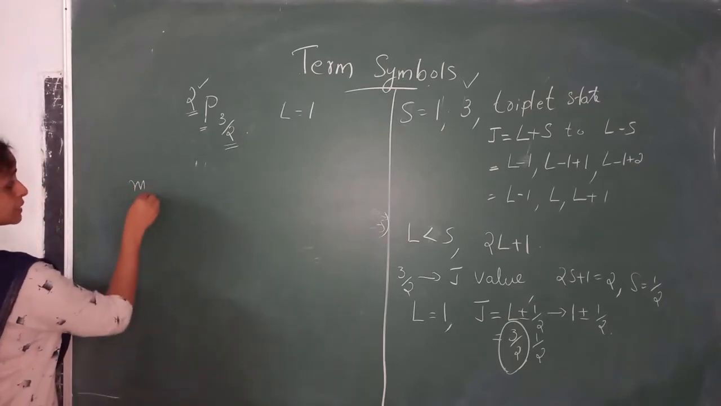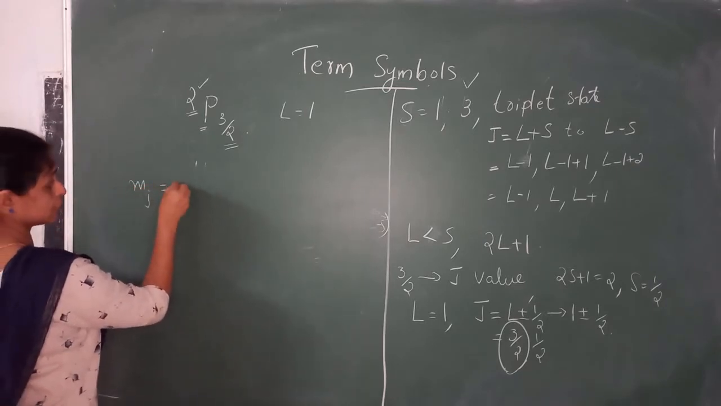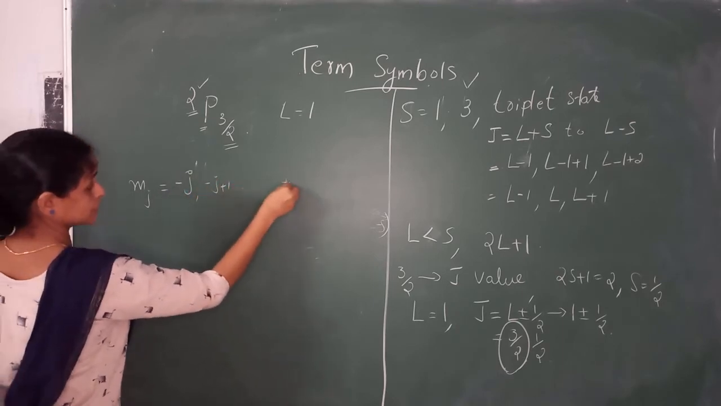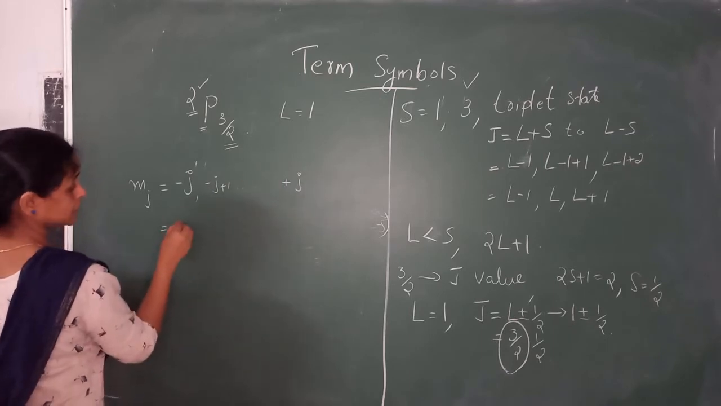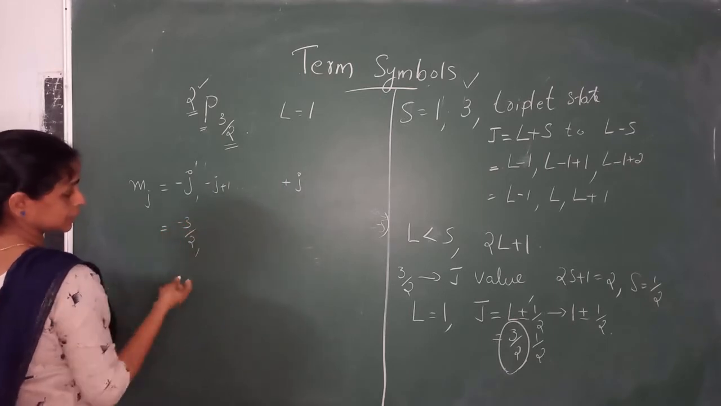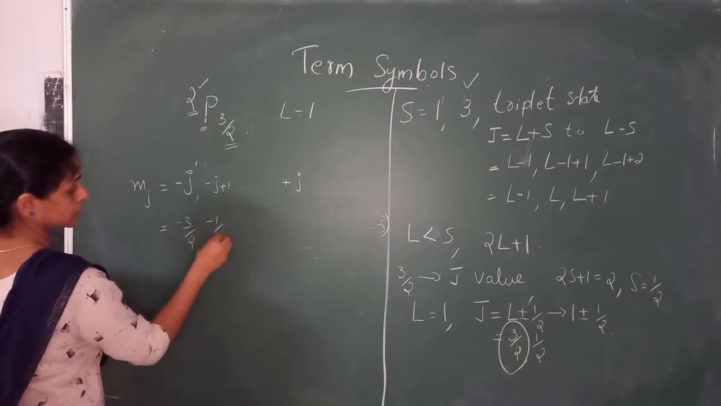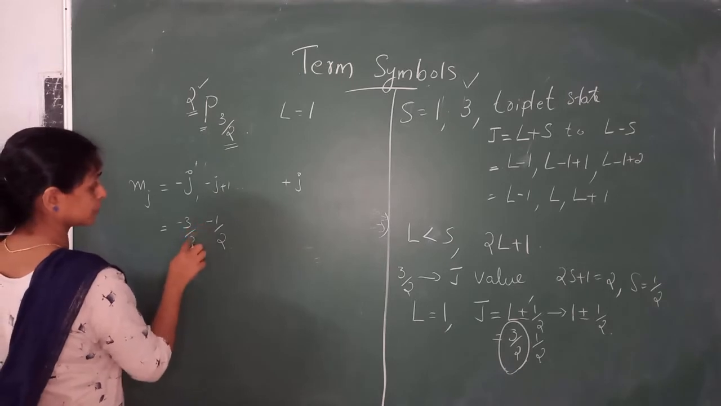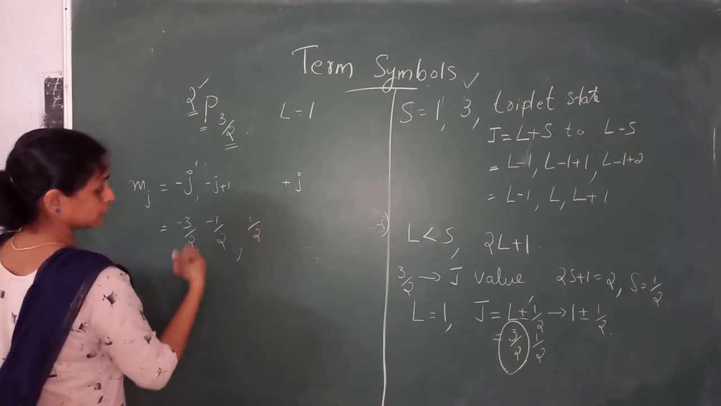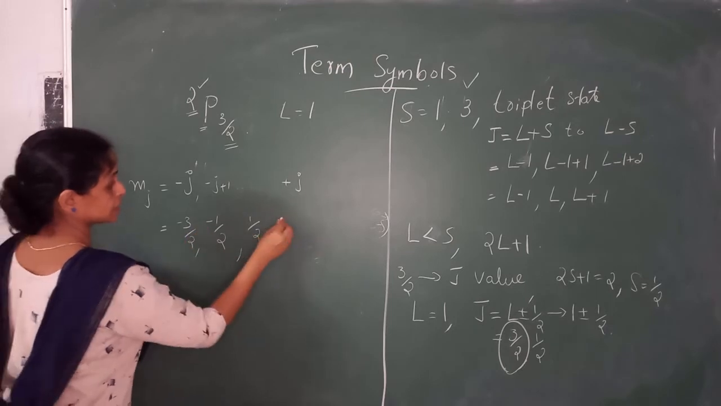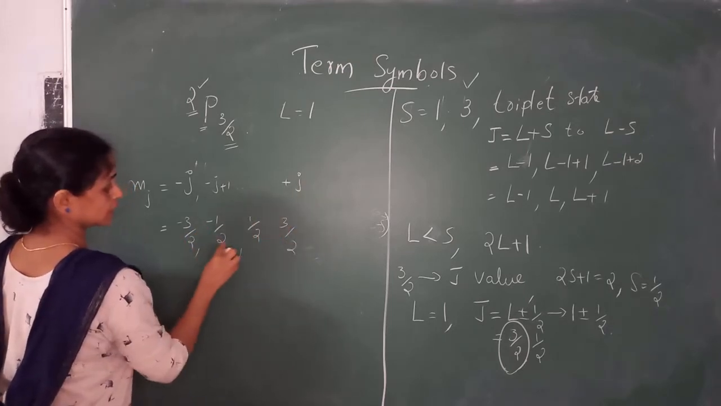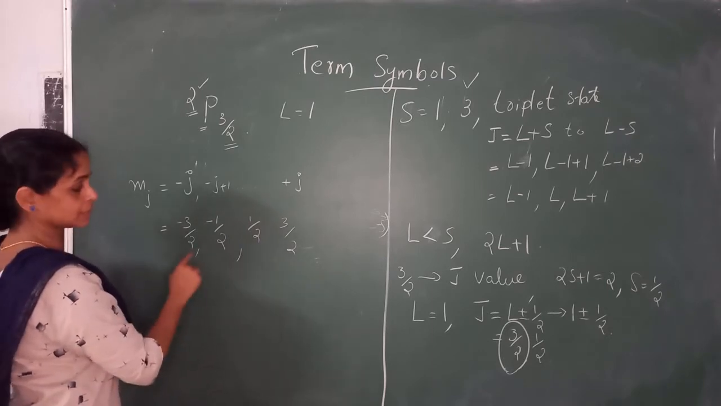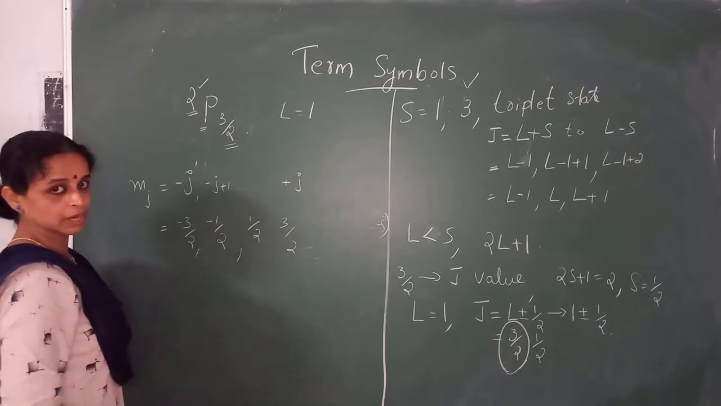MJ orientations. That means minus J, minus J plus 1, and so on up to plus J. Minus J means minus 3 by 2. Minus 3 by 2 plus 1 means minus 1 by 2. Then minus 3 by 2 plus 2, that is 1 by 2. Then minus 3 by 2 plus 3, that is 3 by 2, that is the plus J. So these we have already done in the last class. These are the 4 orientations for this particular J value.